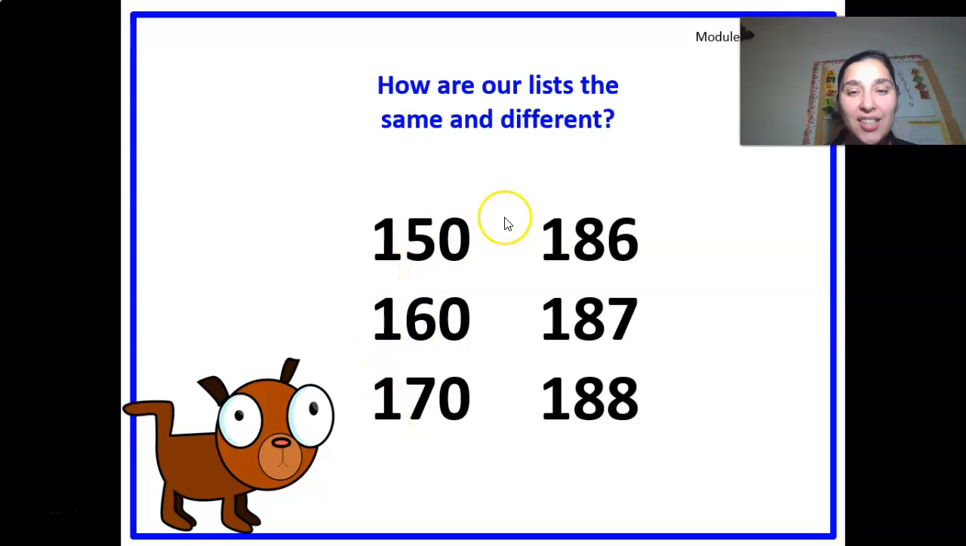Yes, if you noticed that both lists start with 100, kiss your brain. What's another similarity? Absolutely right. In both lists, only one number is changing. In this one, the tens is changing, and in this one, the ones is changing.